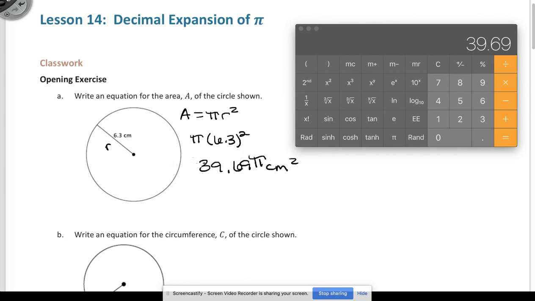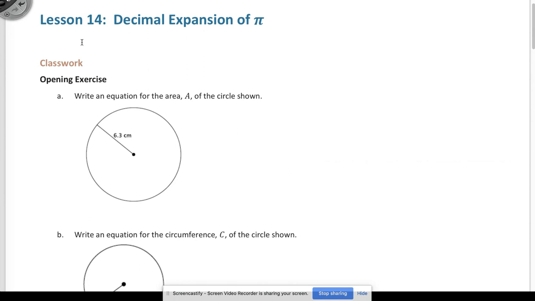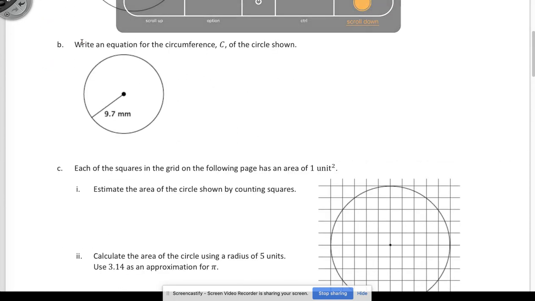Centimeters squared. I'm going to double check my math real quick because the answer key is showing something separate here. Nope, that's it. Okay. All right, next one, B. So just leave your answer just like that for right now. We're kind of warming up to using that pi symbol on our calculator.